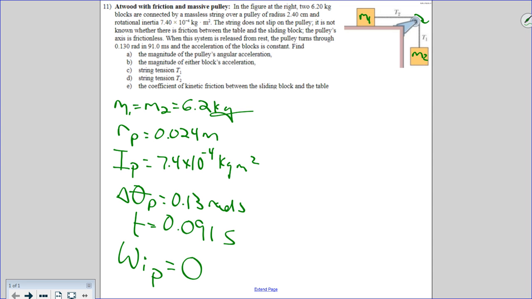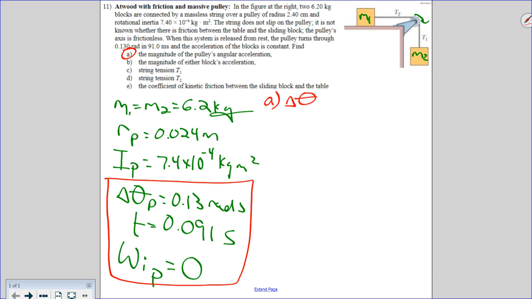Question A wants to know the magnitude of the pulley's angular acceleration. That's just kinematics. We have displacement, time, and initial angular velocity, so for part A I'm looking at this equation. All of our forces are constant, therefore our acceleration and torque are constant. We know our delta theta, we know our time, and the initial angular velocity is 0, so we can do a little bit of algebra and solve this.